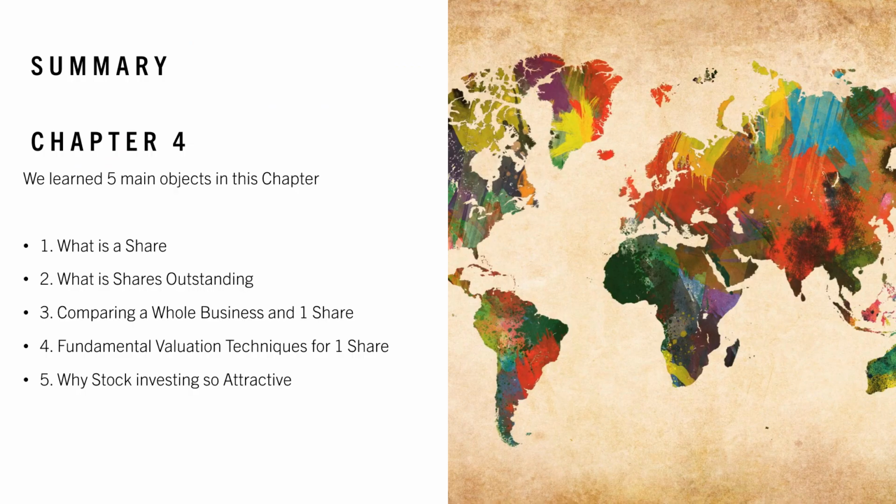In this chapter 4, we learned 5 main objectives. We first figured out what a share is, then we learned what the term shares outstanding means, and then we compared the terminology between a whole business and one share. And then we learned the basic valuation technique for one share with the price to earnings ratio. And then finally, we learned why stock investing is so attractive. So, this concludes our chapter 4.